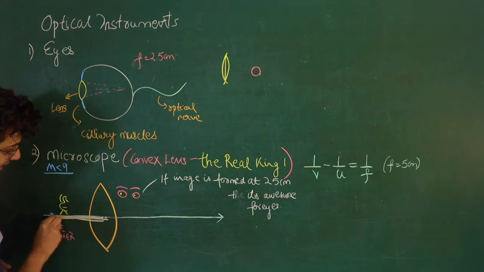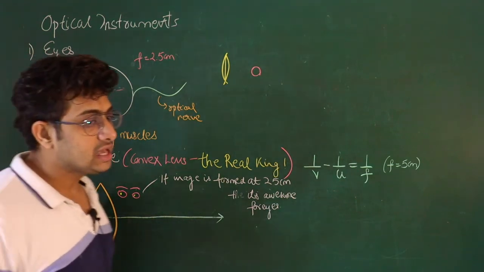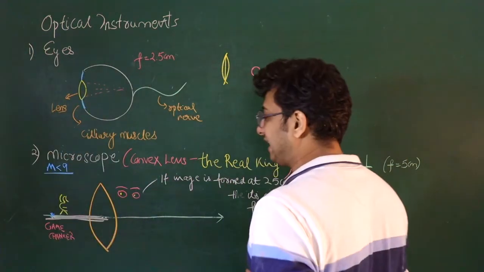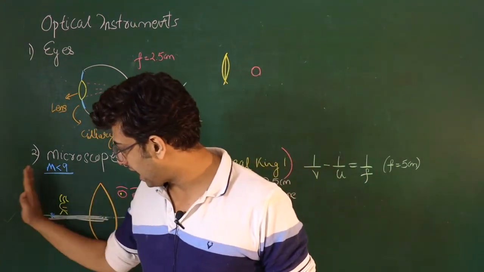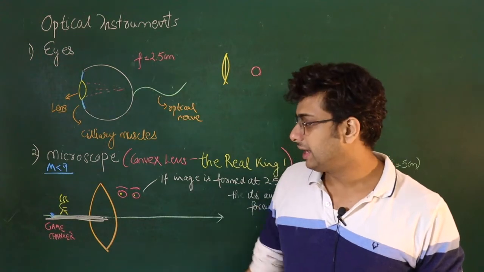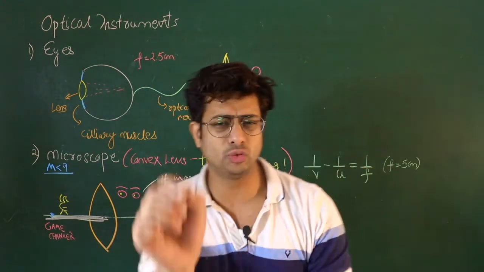If the object lies in this distance, then the image is formed erect, right? And it is a virtual image formed behind. I'll just tell you one small thing.